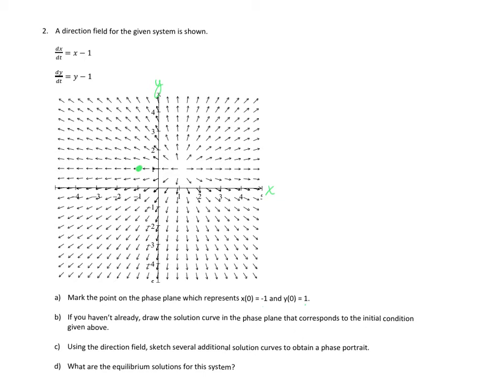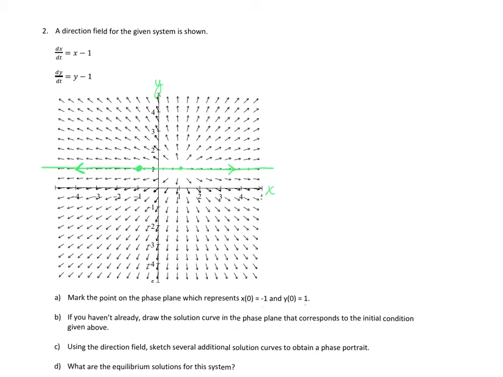There we go. If you haven't already, draw the solution curve in the phase plane that corresponds to the initial condition. So it looks like we just follow the arrows and they go like that. And it looks like it came from this point right here. Like if we go backwards in time, it came from there. And if we draw the whole solution, it looks like that.